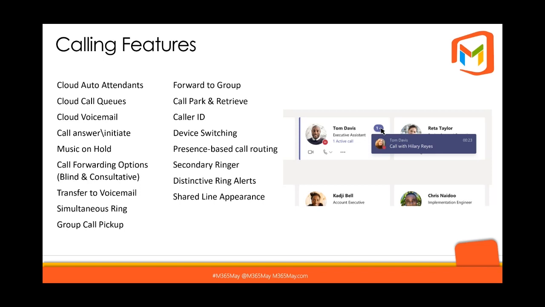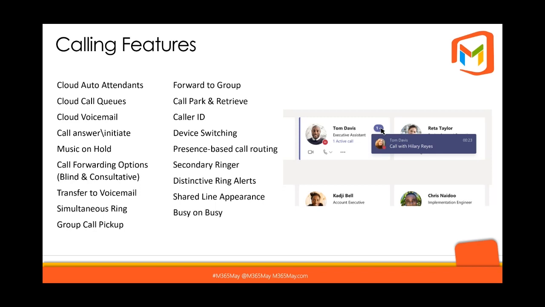The other thing I can do with shared line appearance is I can make calls outbound on someone's behalf. So if I'm a PA for somebody and I want to call out from them, I can actually call out on their behalf. It appears to come from their number. I can tell the person on the other end, I'm calling for such and such, I'll connect you now, and then connect that through to the manager, for example.